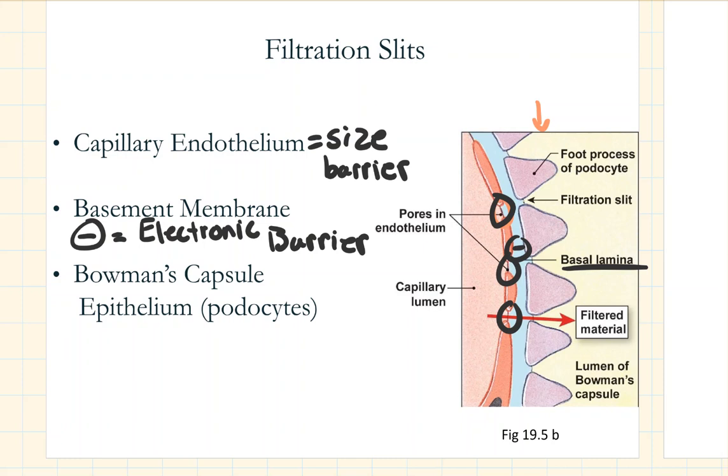All right, and then the last one are the podocytes. The podocytes are these purple teeth-looking things, and they are another size barrier.